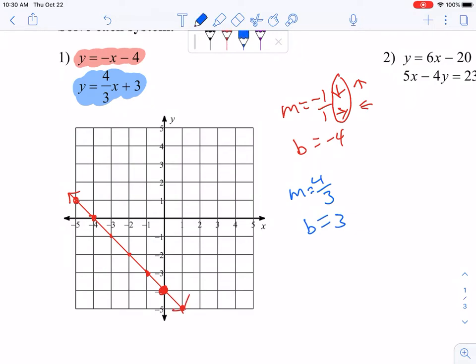So for my blue line, I'm going to begin at positive 3, and I am counting up 4, right 3. So those are my directions. If I can't do that, I'm going to do the exact opposite. I can count down 4, left 3. So let's see. If I can't go up 4, right 3, I'm going to count down 1, 2, 3, 4, and left 1, 2, 3. And you'll see I have a point right here.